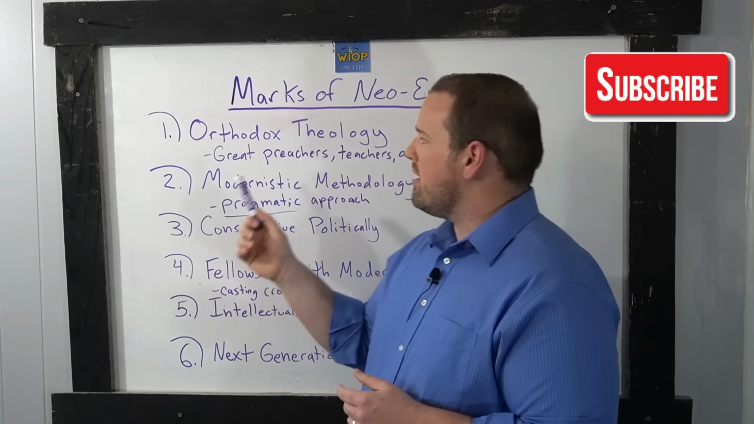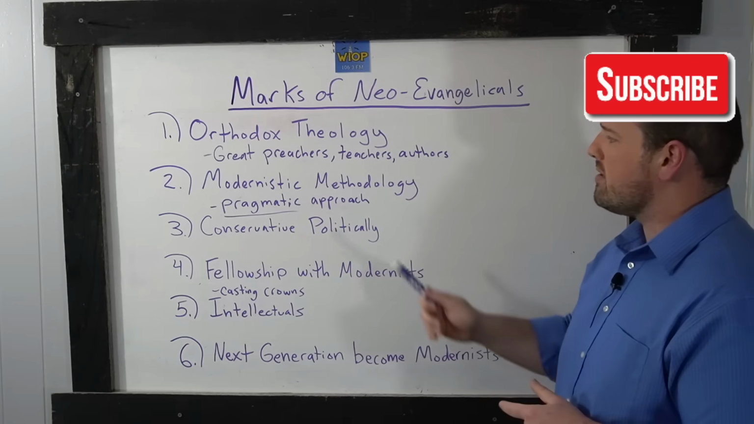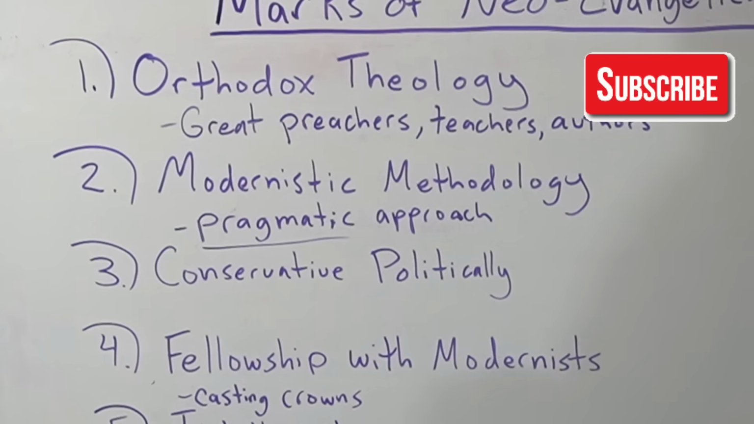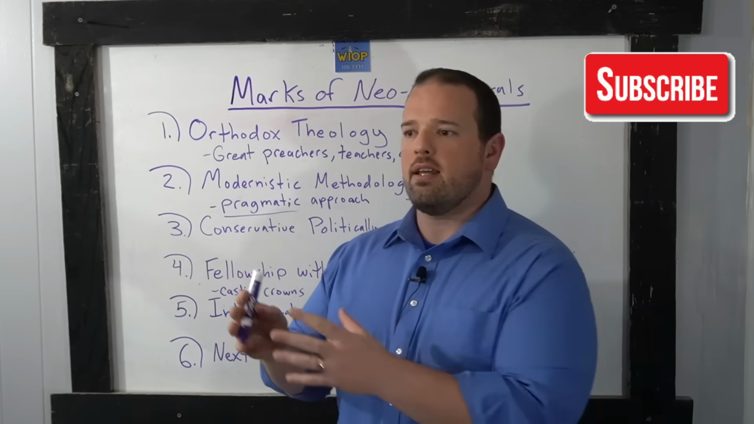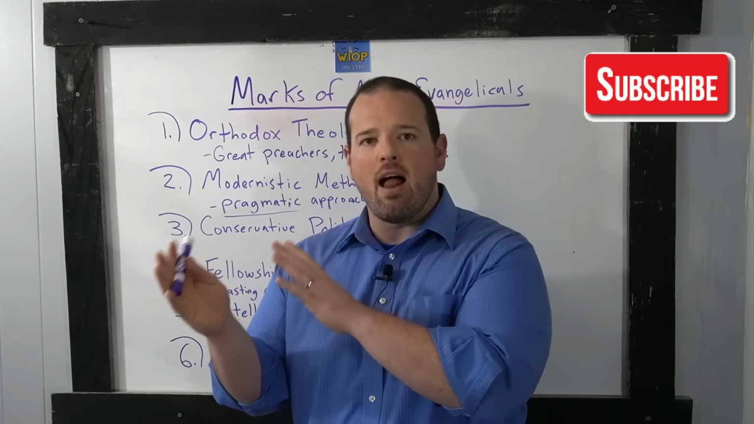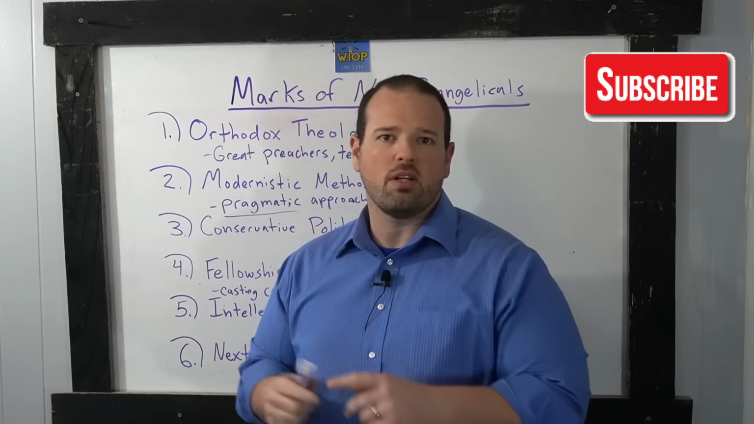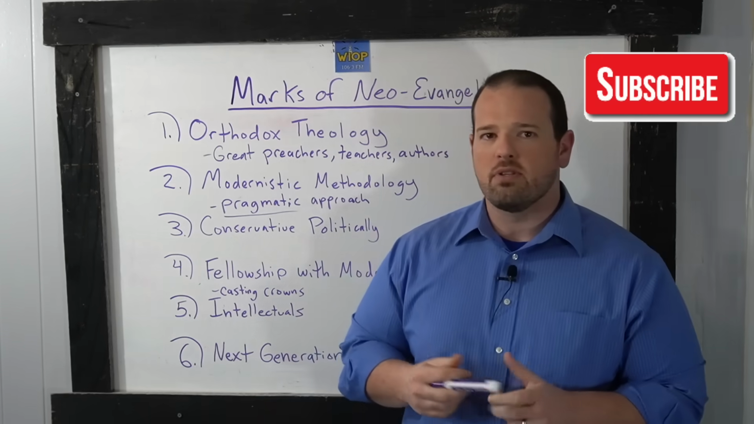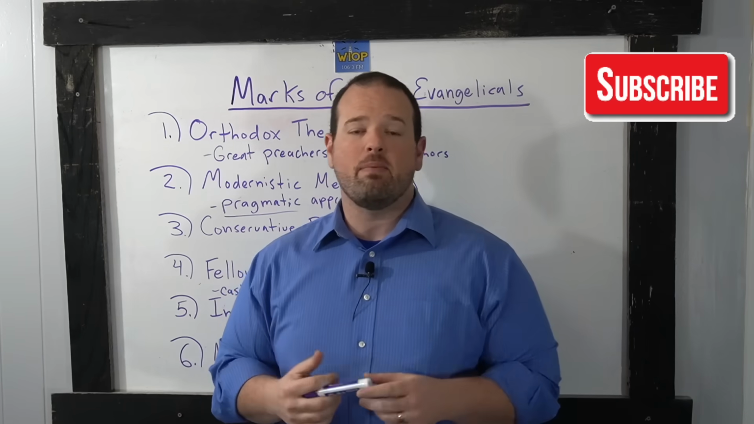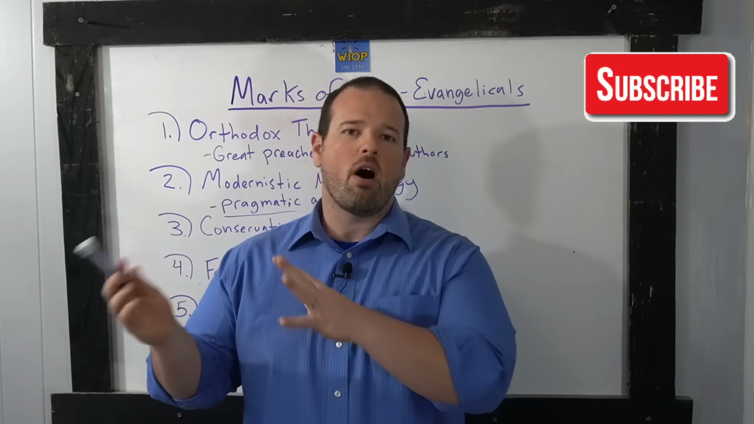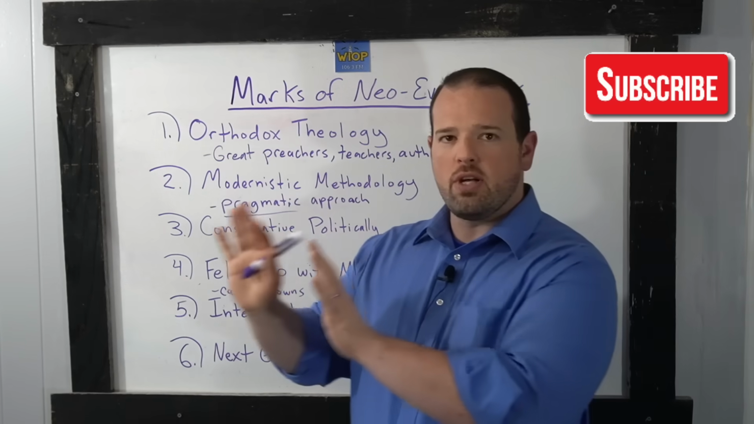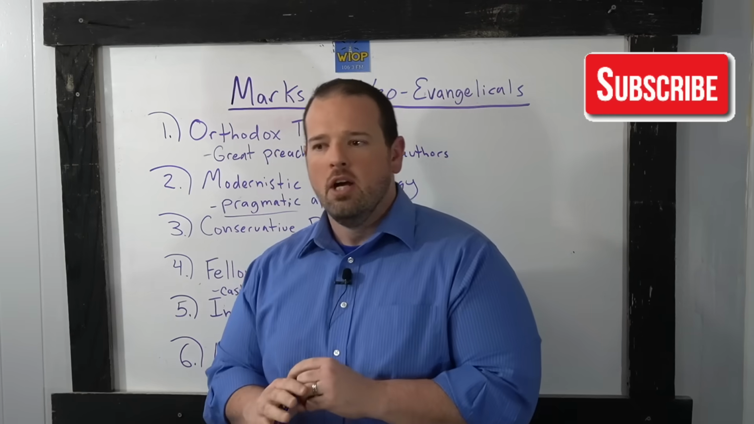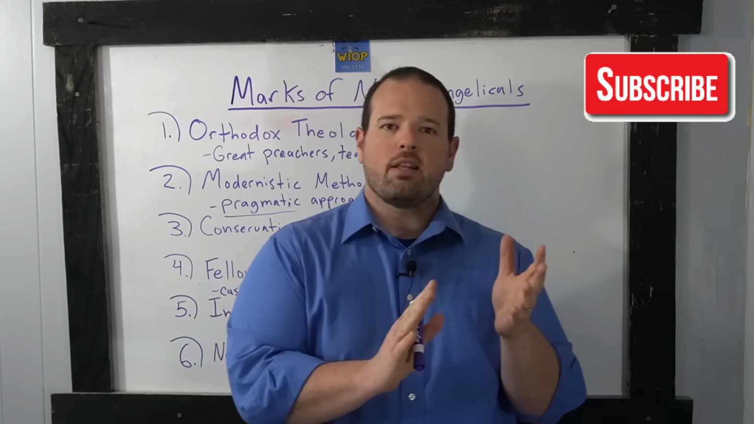So they're orthodox in their theology, but here's the thing. Number two, a neo-evangelical is modernistic in his methodology, meaning that he's a pragmatist. He does not accept the bad theology of the modernists, like Joel Osteen's wife says that Jesus Christ was not God until the Spirit of God came upon him at his baptism. That's a modernistic, heretical view. The neo-evangelical will reject that view and say, no, that's not true, but at the same time, they'll use the methods that those people give us.